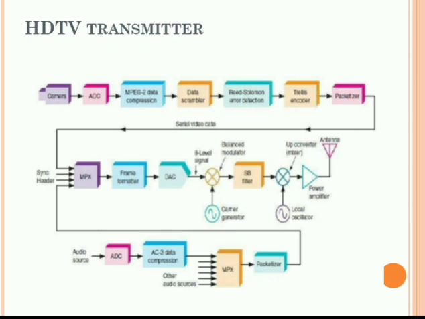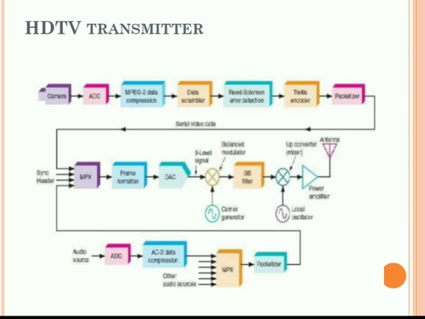This particular figure shows the block diagram of the HDTV transmitter. The video from the camera, whatever video we are recording, consists of R, G and B signals. We have seen in the earlier lectures how these R, G and B signals are formed. They are converted to the luminance and chrominance signals. We have seen this also, how these RGB signals are converted to the luminance and chrominance signals.